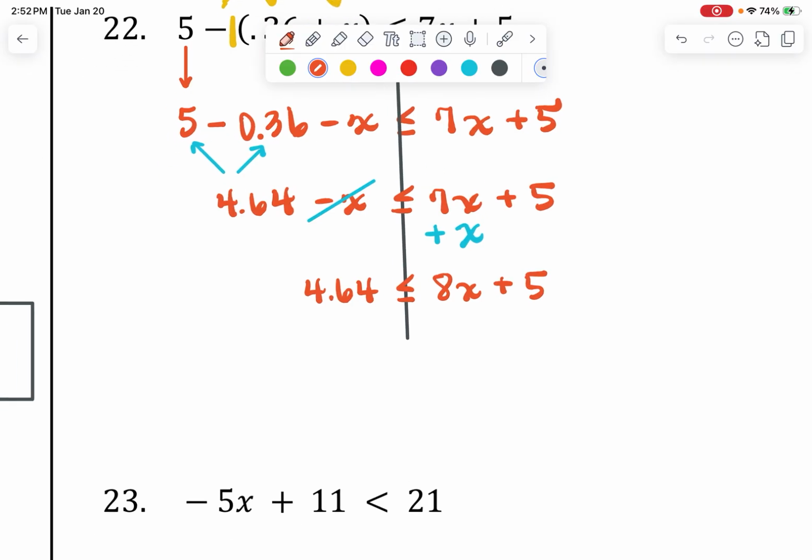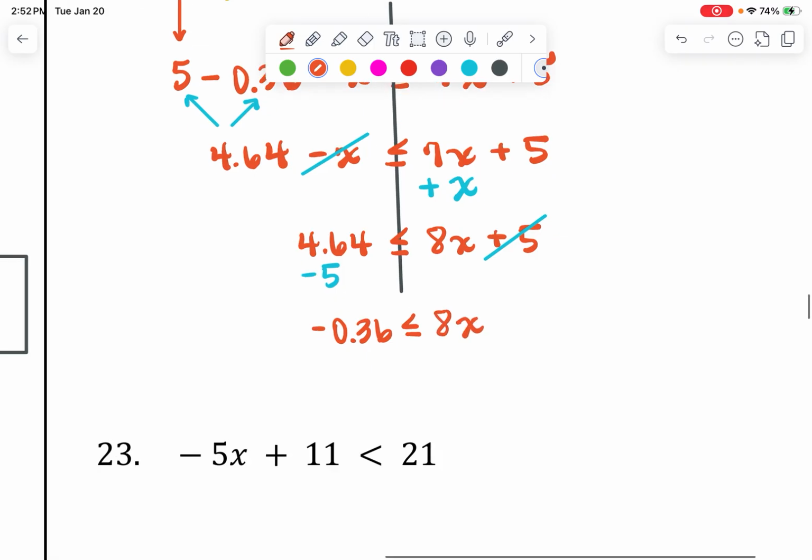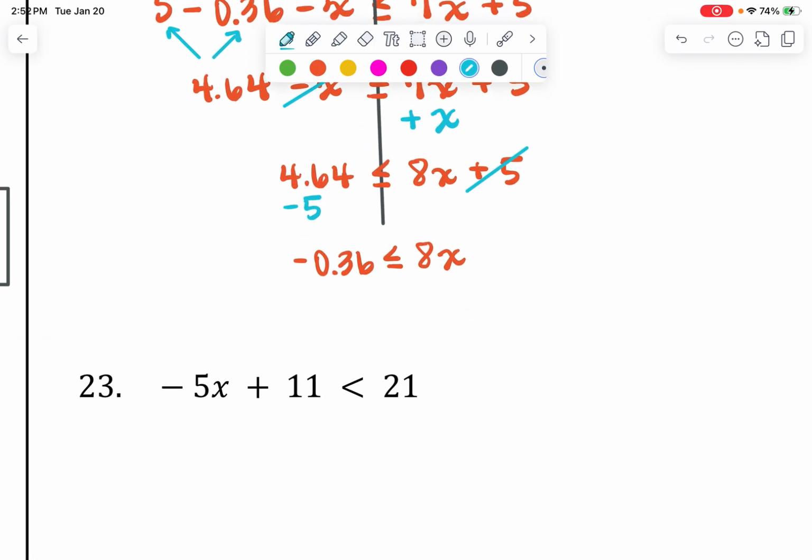Right, and now I have a basic 2-step equation. So now I need to start moving everything to the other side. So my adder of 5 is going to become a subtractor. And that's going to give us, of course, we're going right back to what we had originally. So this is going to give us -0.36 is less than or equal to 8x. And then our 8 multiplier is going to become an 8 divider.